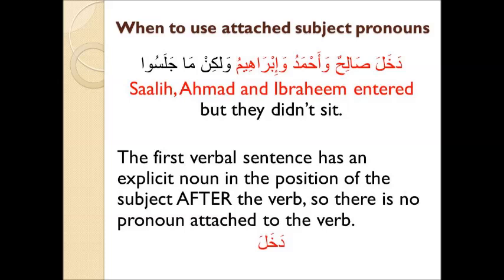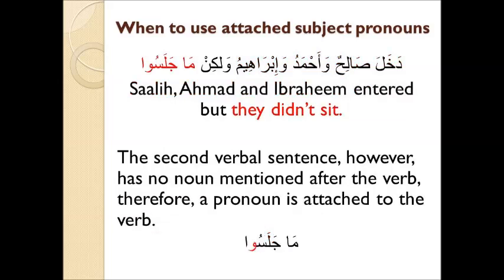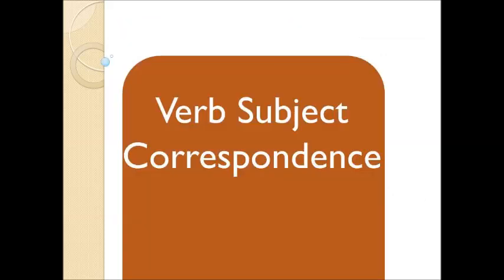دخل صالح وأحمد وإبراهيم ولكن ما جلسوا. Salih, Ahmed, and Ibrahim entered, but they didn't sit. The first verbal sentence has an explicit noun in the position of the subject after the verb, so there is no pronoun attached to the verb. دخل. The second verbal sentence, however, has no noun mentioned after the verb. Therefore, a pronoun is attached to the verb. ما جلسوا.